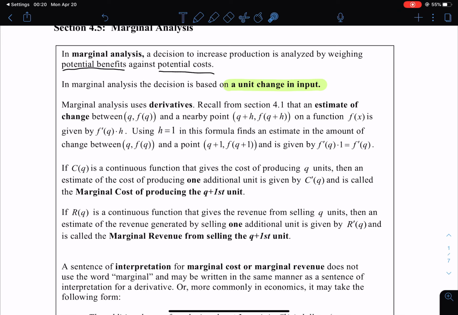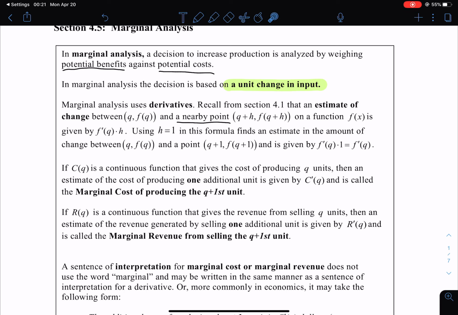Marginal analysis uses derivative, and from section 4.1, we have learned an estimate of change between the first point Q, f of Q, and a nearby point Q plus H. If the input is Q plus H, then the corresponding output is f of Q plus H. So the horizontal difference is just Q plus H minus Q, which is H. And H cannot be a very big number, because we have to make sure that these 2 points are nearby. And the function f of x is a continuous function.